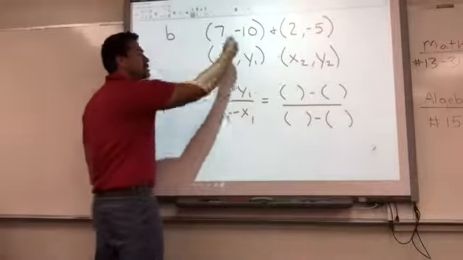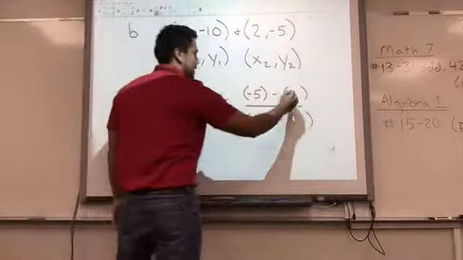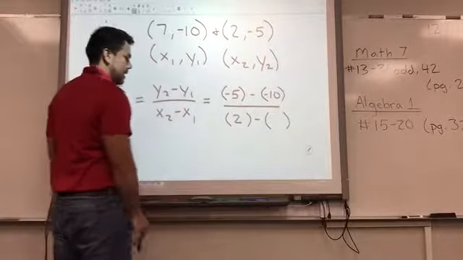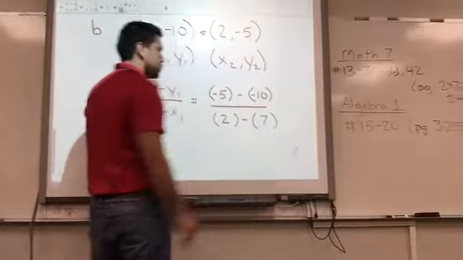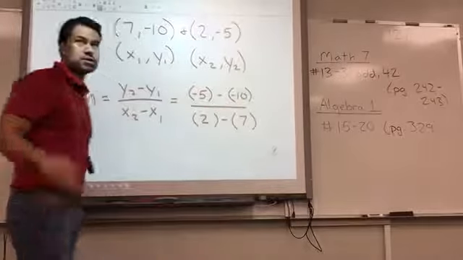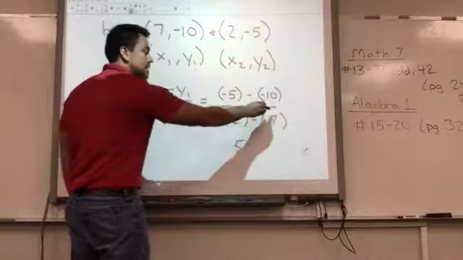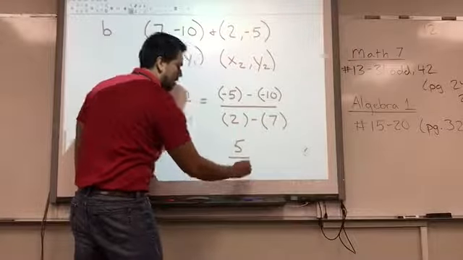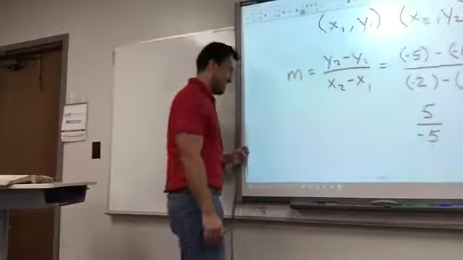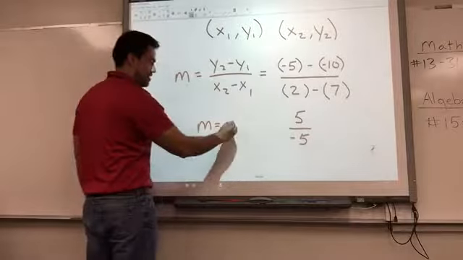All right, what's y sub 2 up here? Negative 5. What's y sub 1? Negative 10. What's x sub 2? 2. And x sub 1? 7. All right, so you put the numbers where they belong. Negative 5 minus negative 10, which is negative 5 plus 10. So 5. And then 2 minus 7. Uh-oh, that is not what we got the first time. What do you get when you simplify that? Negative 1.